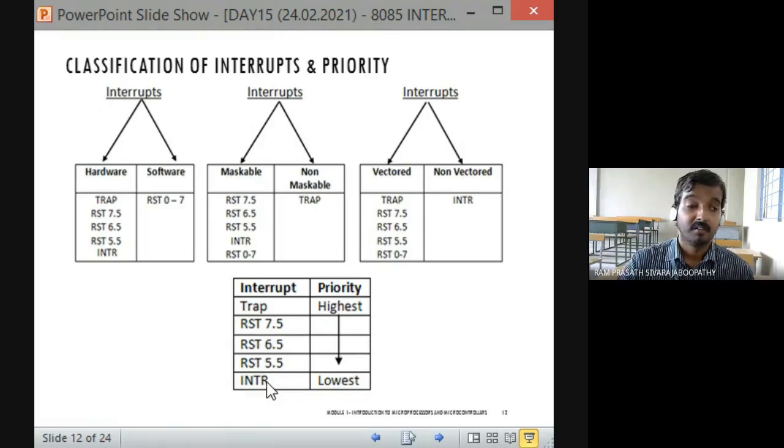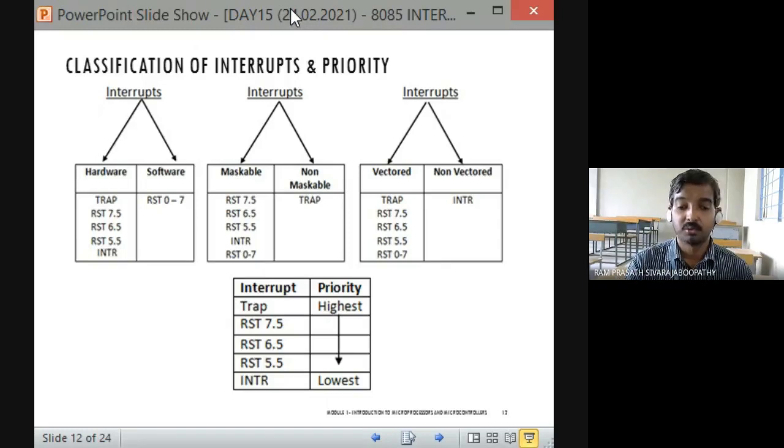When more than one interrupt occurs, say for example trap and RST 5.5 occur simultaneously, which will be serviced first? Very good, trap. Okay. In the case RST 7.5 and INTR come, which one will be serviced first? Yes, RST 7.5, obviously. Very good.